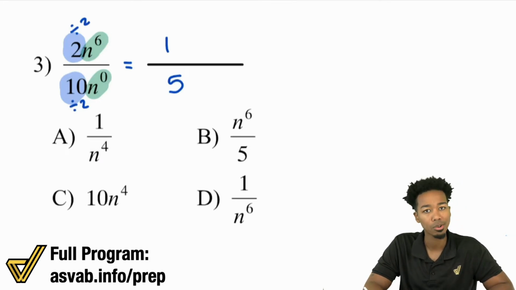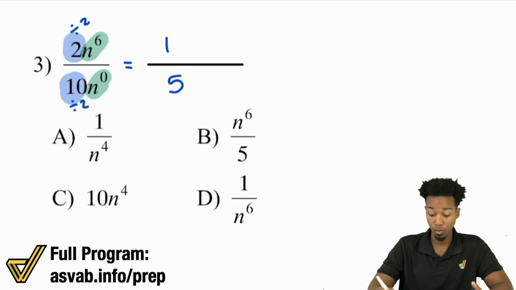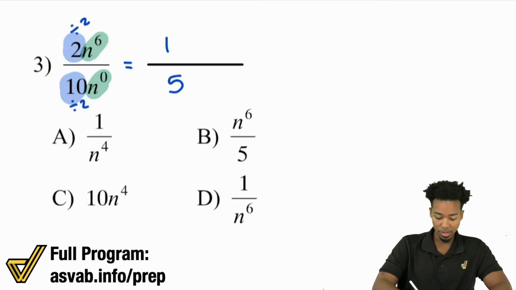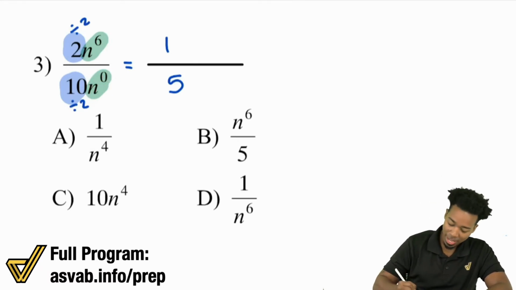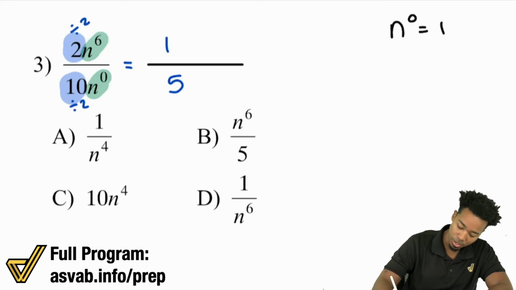Anything to the power of 0 is 1. And if you take a look here, you have 6 n's and no n's at all, so there's nothing really to cancel out. We can just get rid of that n to the power of 0 because, again, anything to the power of 0 equals 1.